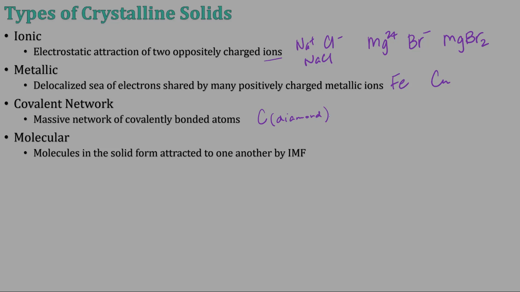And then molecular is molecules in the solid form attracted to one another by intermolecular forces. Now, these are really the ones that usually do not exist as a solid at room temperature. They're usually liquids or gases, but we still have to look at how they behave as a solid. And so we just have to get them below their melting point to be able to see that. All right, so this is water, carbon dioxide, things like that, sugar. So let's see, glucose. Those are molecular solids if they're in the solid form.